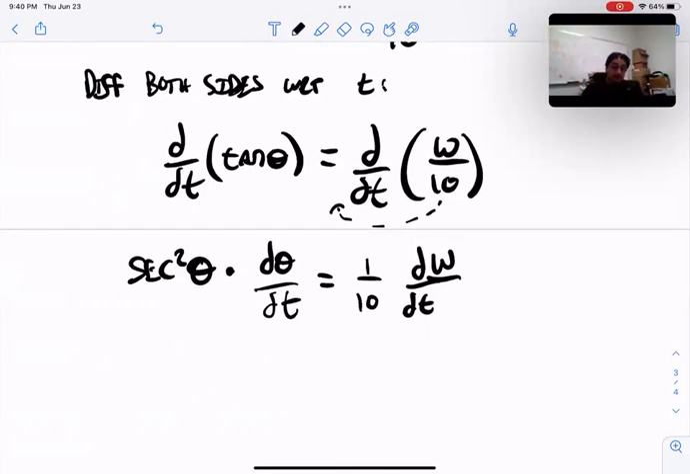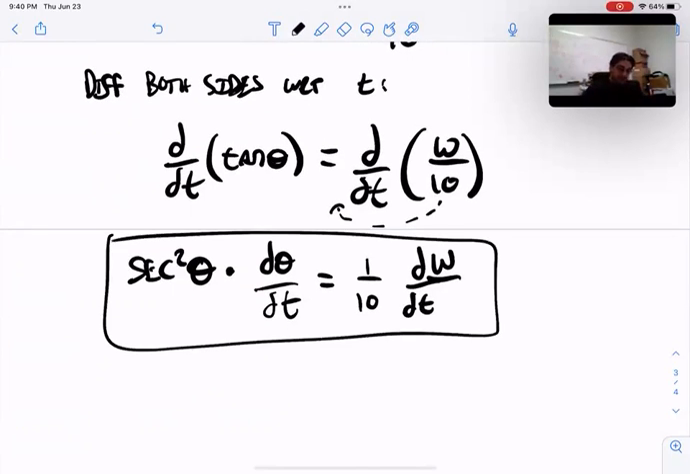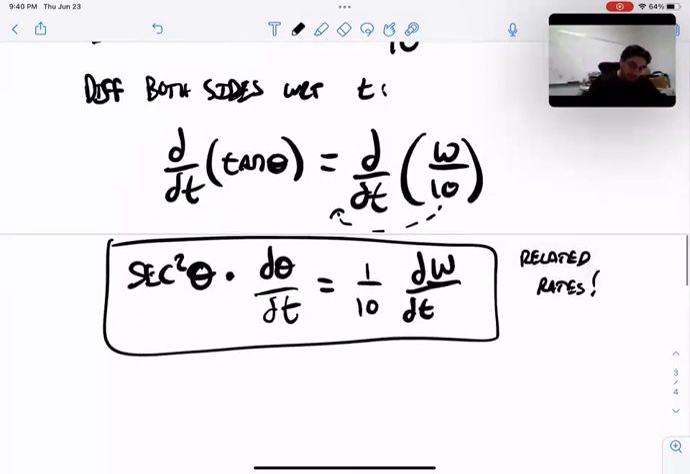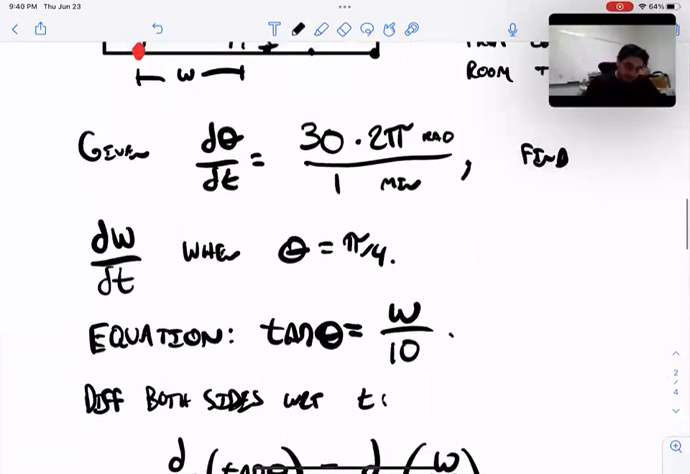So there we go. This is great. I now have an equation in which I related the rates. This is the related rates. I related the rates of change of theta and w. I am given that d theta dt is actually constant. d theta dt, we know that quantity.